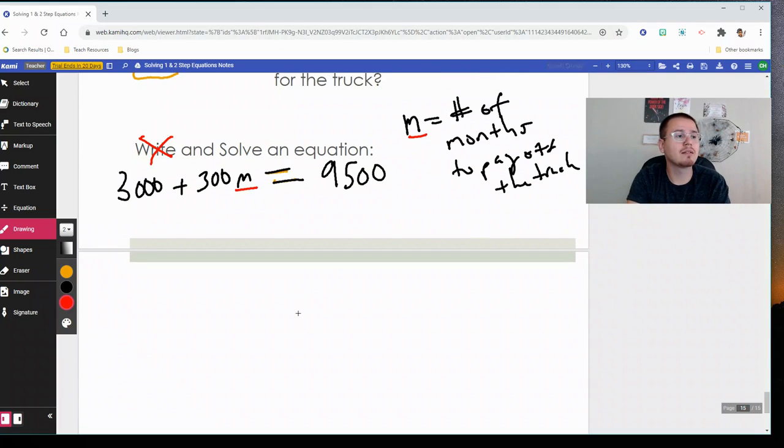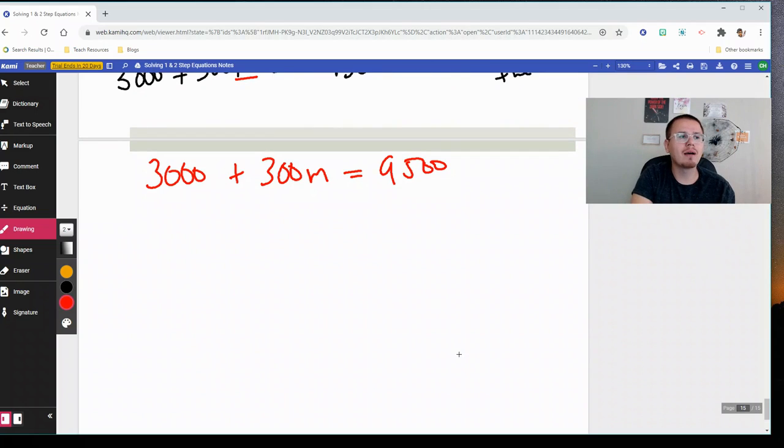So here we go. I've got to scroll down a little bit, give us a little room. I'll rewrite this equation. 3,000 represents my what? Down payment. $300 represents the monthly payment. M represents the number of months I have to make my payments. And 9,500 represents the total amount I have to pay for my work truck. So we are solving for M, because M is going to say how many months we need to make payments for.